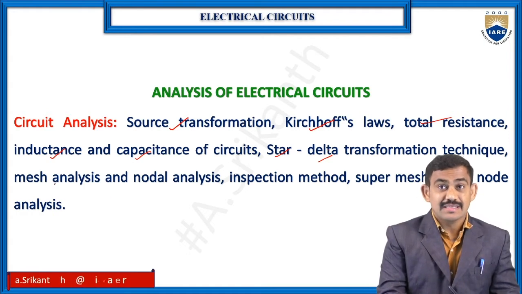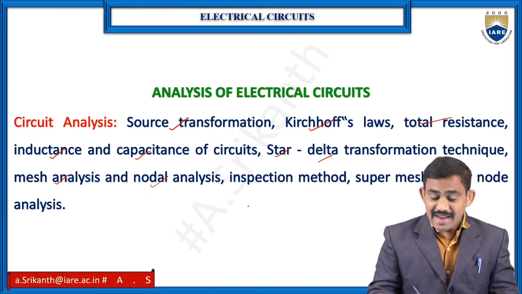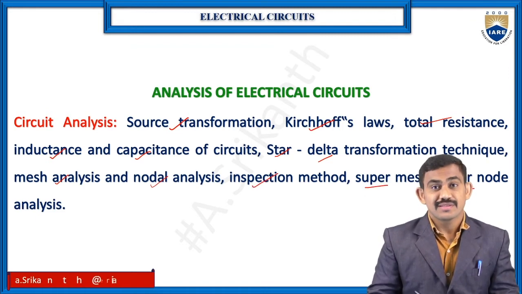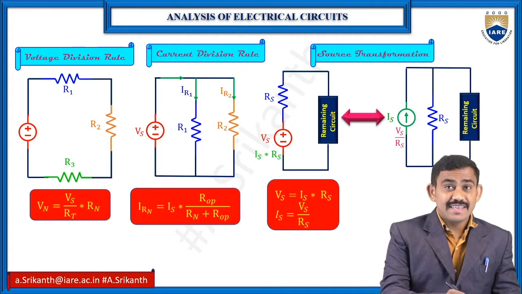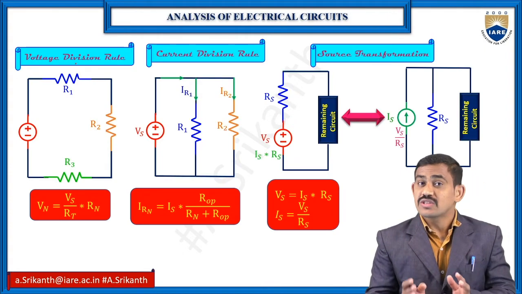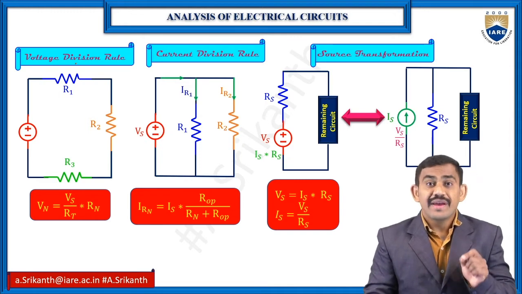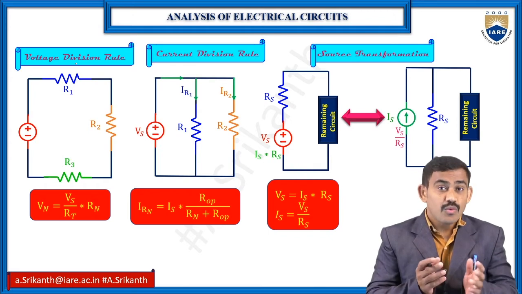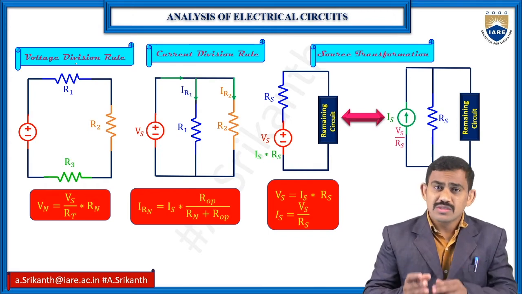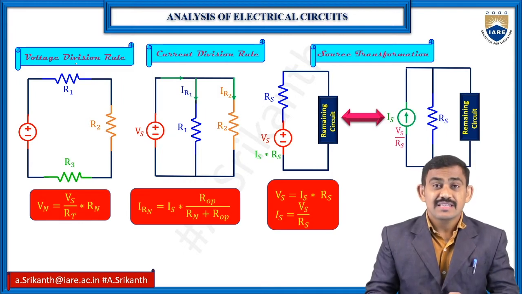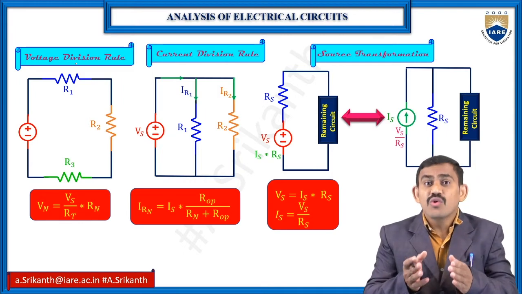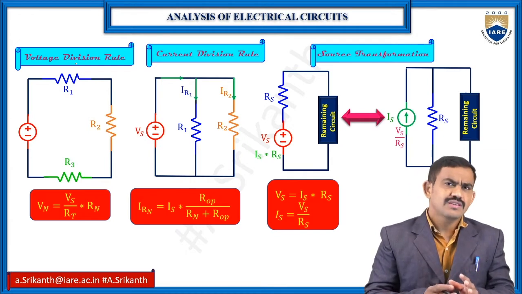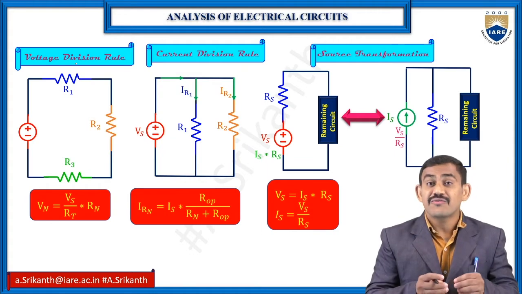And we have mesh analysis, nodal analysis, and the inspection method, as well as supermesh and supernode analysis. Here I have the voltage division rule, current division rule, and source transformation. Coming to the voltage division rule: when you have a closed circuit with n number of resistors connected, I need to find the voltage drop across each resistor. Using the voltage division rule, we have the logic. You can use that logic or that formula.